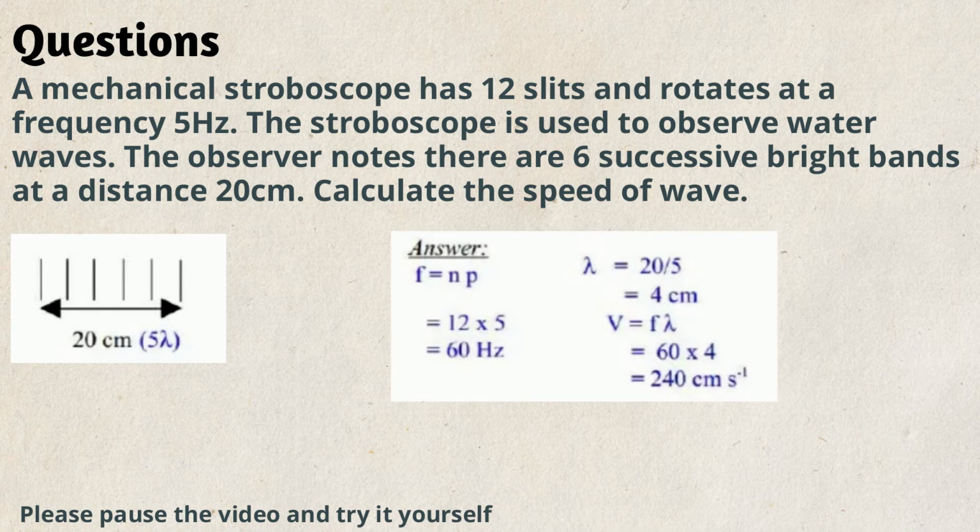To use the equation v = fλ, we first need to find f and λ. To find f, we multiply the number of slits, 12, by 5 Hz, which gives us 60 Hz. To find λ, we divide 20 by 5 to get 4 centimeters. Given this, we can find that 60 times 4 gives 240 centimeters per second, which is v. Let's move on to the next question.